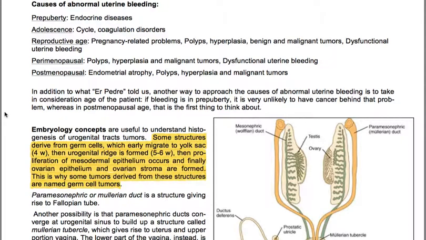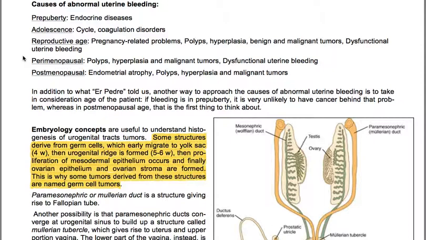Gynecologic pathology. Causes of abnormal uterine bleeding. In the prepuberty, there can be endocrine diseases. In the adolescence, we can have cycle coagulation disorders. In the reproductive age, we can have pregnancy-related problems, polyps, hyperplasia, benign and malignant tumors, dysfunctional uterine bleeding.